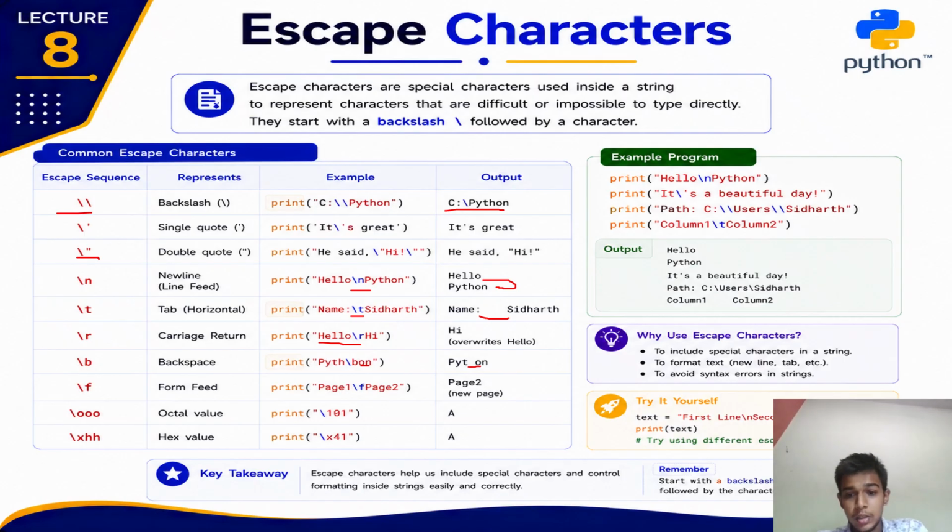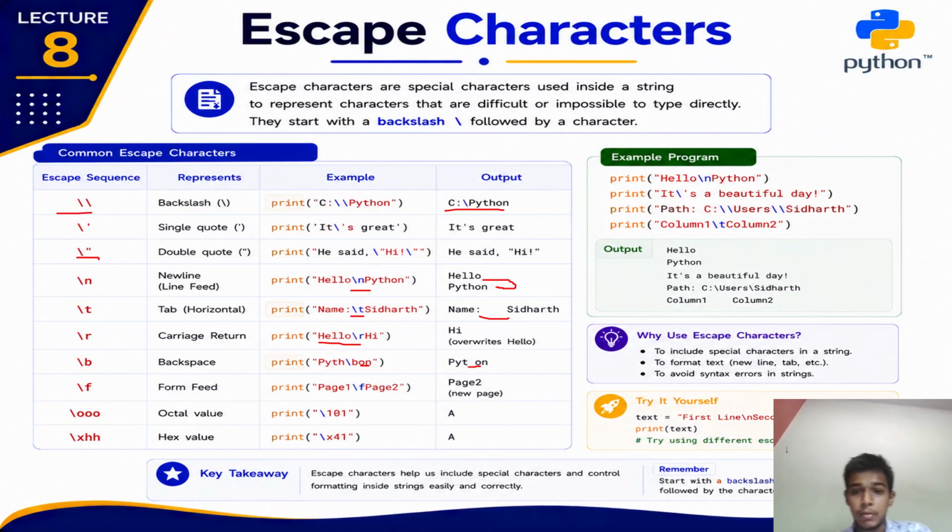Now, form feed, represented by backslash f. Backslash f is the escape sequence that represents a form feed. Traditionally, it starts a new page while writing a document. In modern programming, it is not very much used.